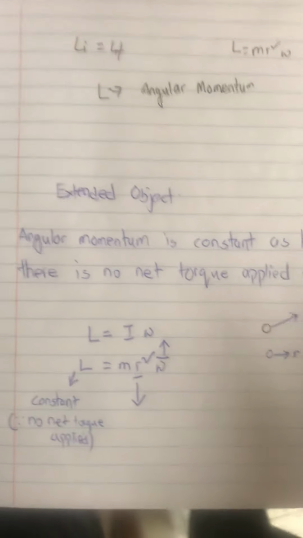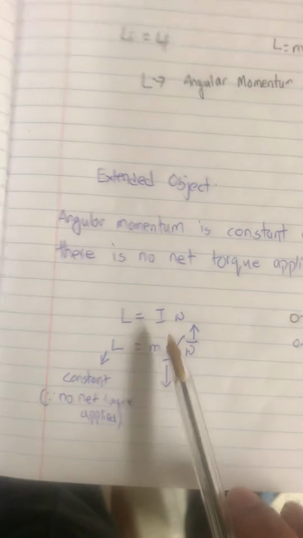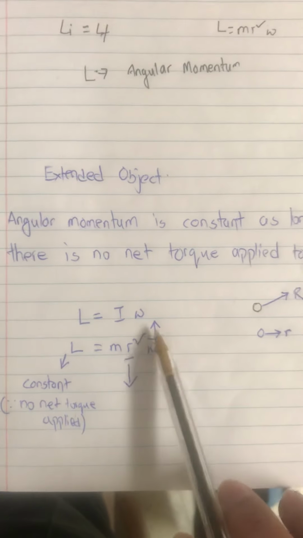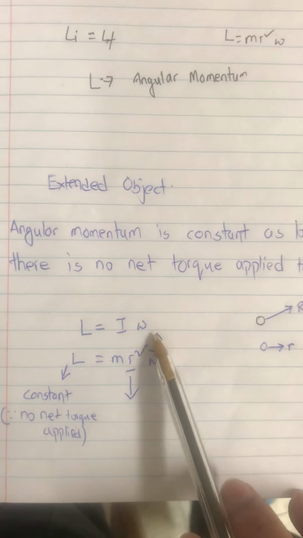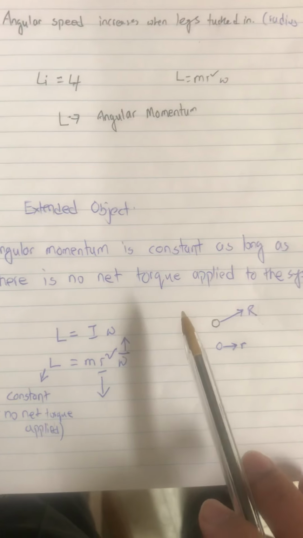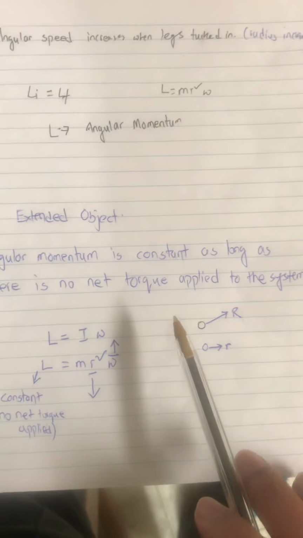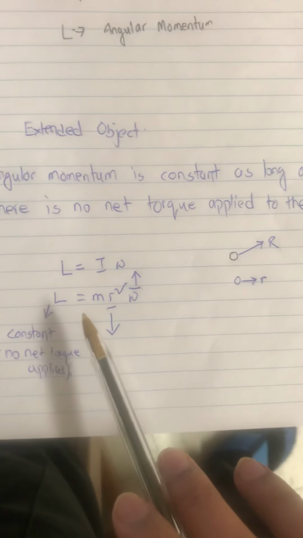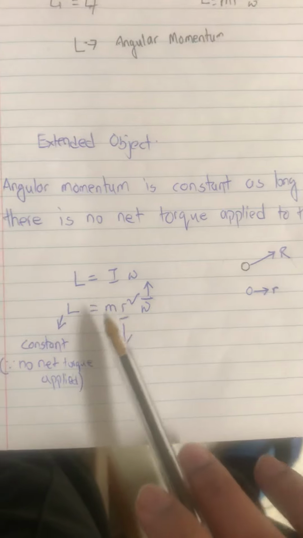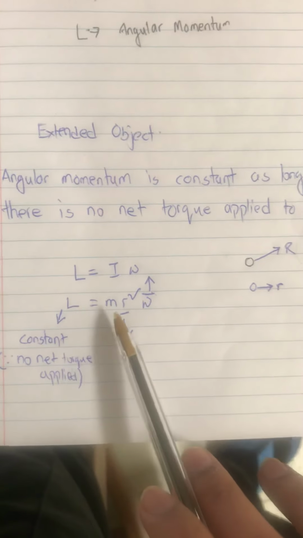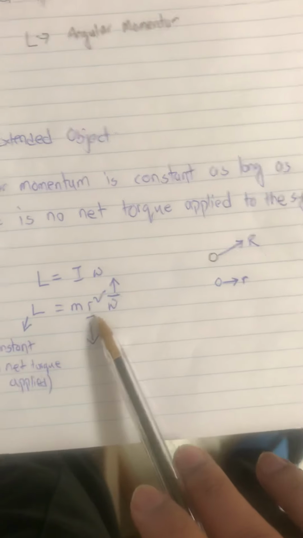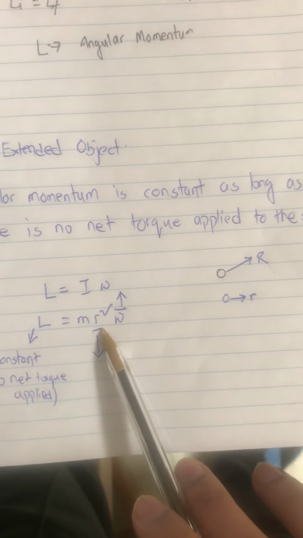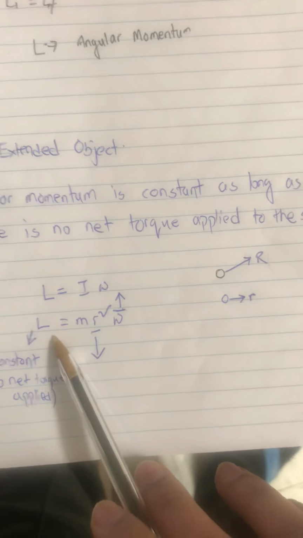Now, for the example that I have just shown, we know that L equals I omega. I is for inertia and omega is for angular velocity. So as I've said, angular momentum is going to be constant as long as no net torque is applied to the system. That means the final angular momentum should be equal to the initial momentum. Since L is constant because there is no net torque applied to it, when I decrease the radius, to keep L constant, my angular velocity should go higher.